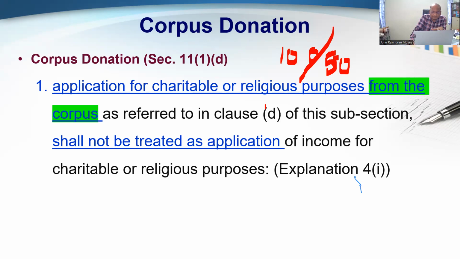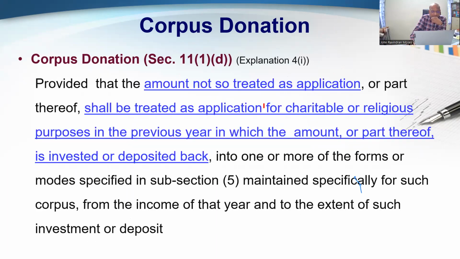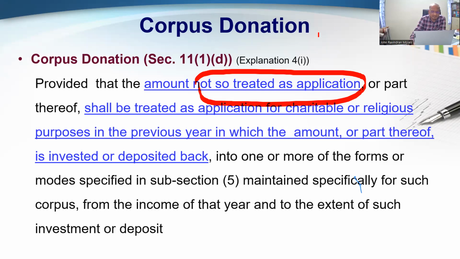And of the 100 rupees, the balance 50, when it will be corpus, we'll see that. So this is a very, very important one. And what they say in the proviso is that the amount may not be so treated as application. We saw the illustration. We said 100 rupees is received as corpus donation. Only 50 rupees is used for the running of the activity of the trust as application. The balance 50 is put in a fixed deposit, 11.5. So this 50 is allowed as application.